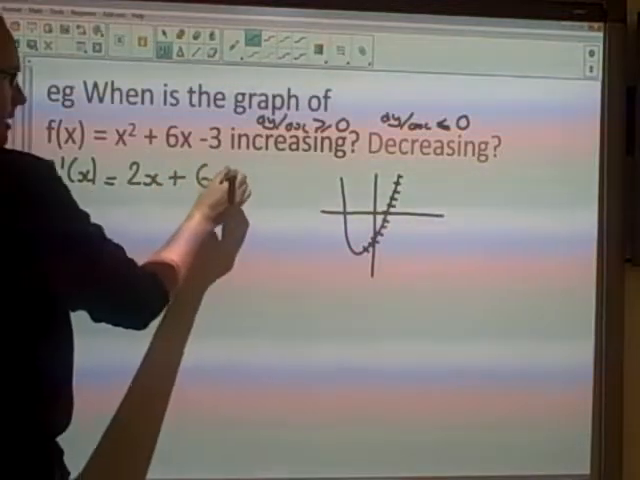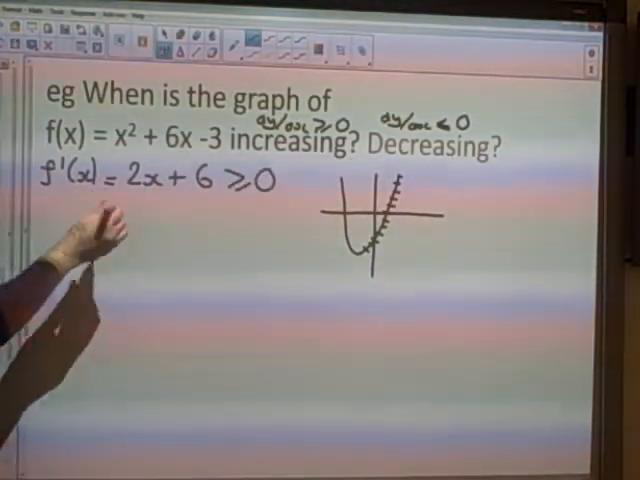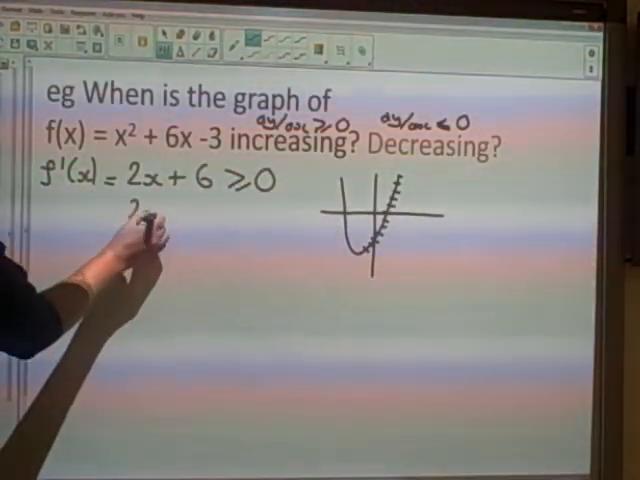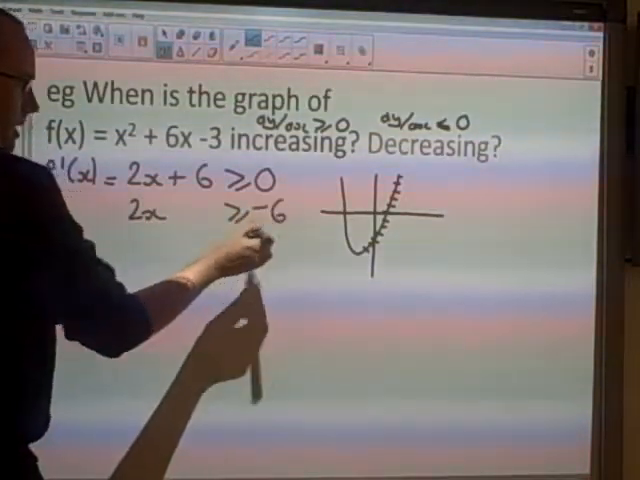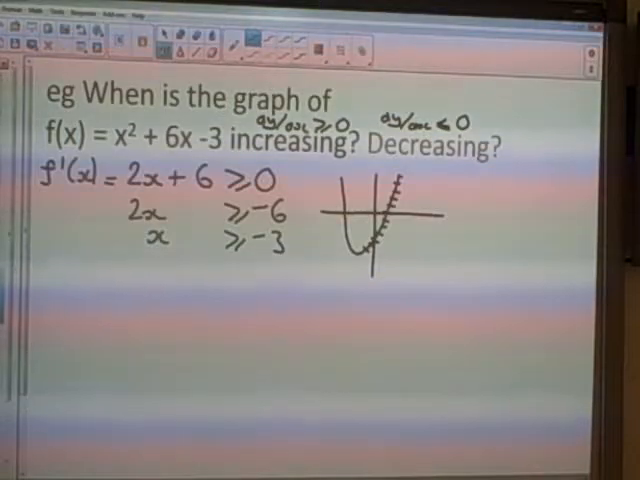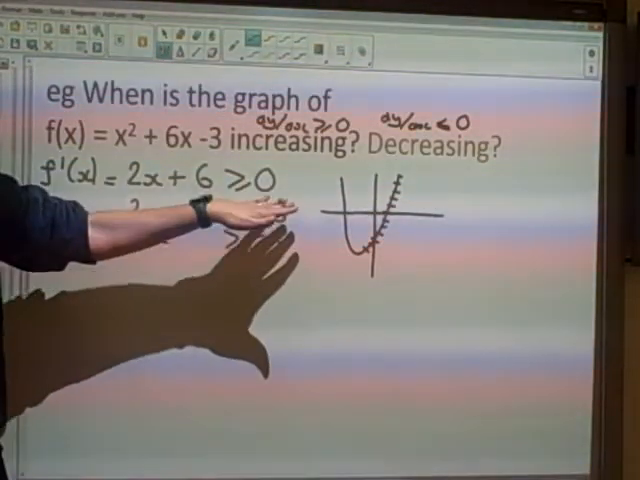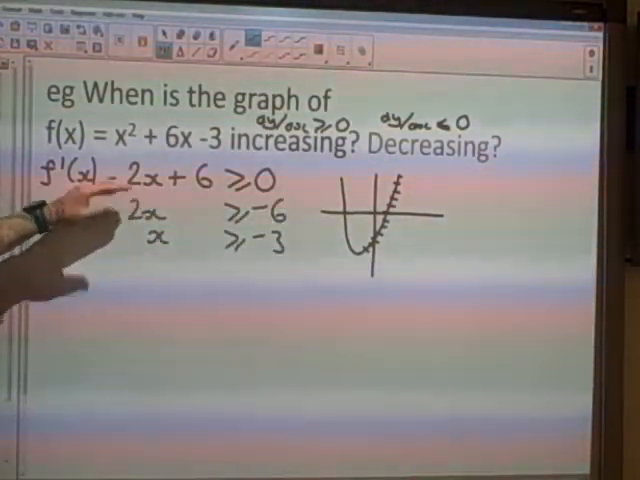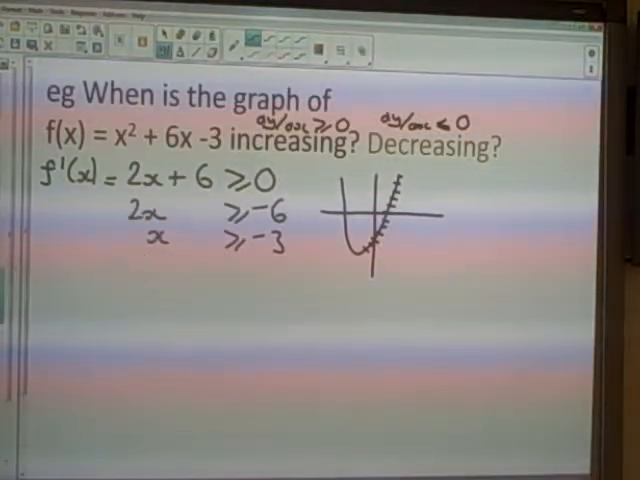Now if I do increasing, that means it's greater than or equal to 0. So if I solve this, bring the 6 to the other side, then I divide by 2. Careful on this stage not to flip the inequality here. Although we've got a negative number here, we're only dividing by 2. So as 2 is positive, we're going to leave this alone.